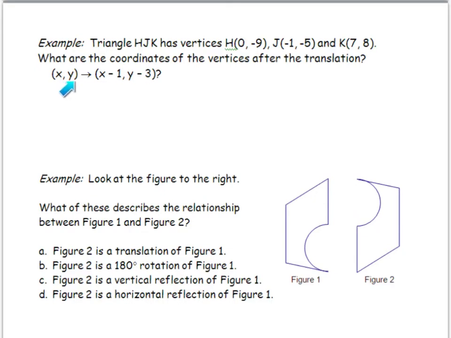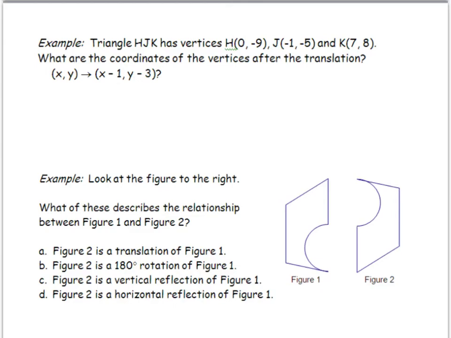They're saying the original point that you have, what we're going to do to it is transform it by a translation, and we're going to move the x's to the left 1 unit and the y's down 3 units. That's what -1 means, left for the x's, and what -3 means is down 3 units. If I was adding to the x's, I'd be moving right. If I was adding to the y's, I'd be moving up.